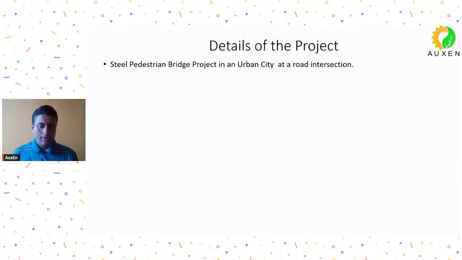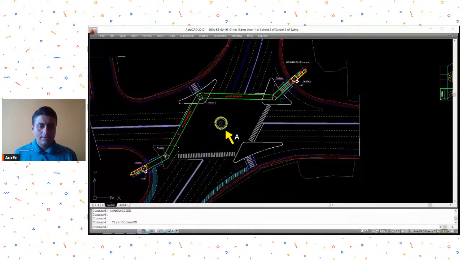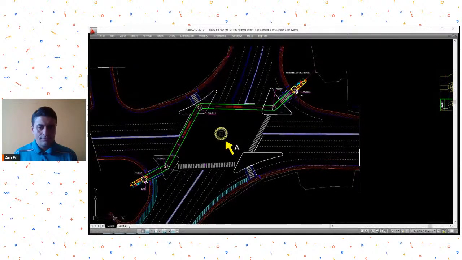I'll just share my screen. Yes, is this AutoCAD file visible? Yeah, I think you can see this.